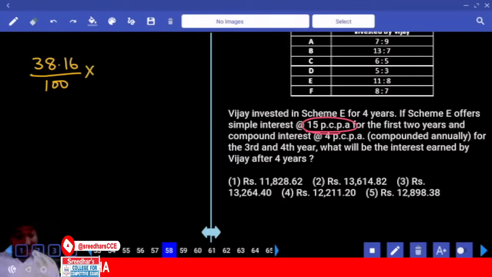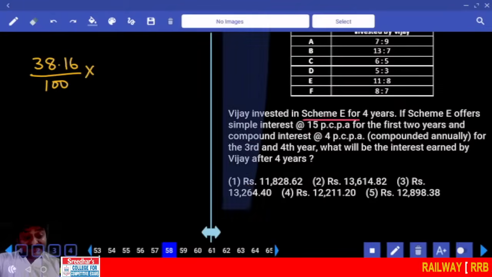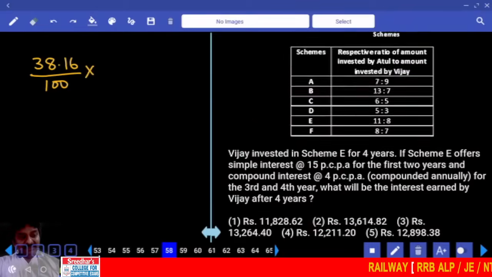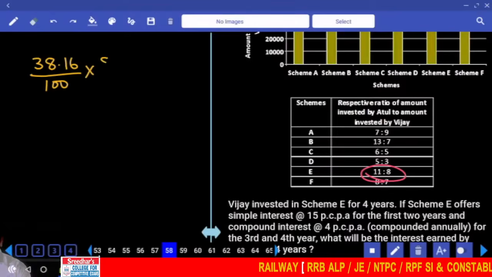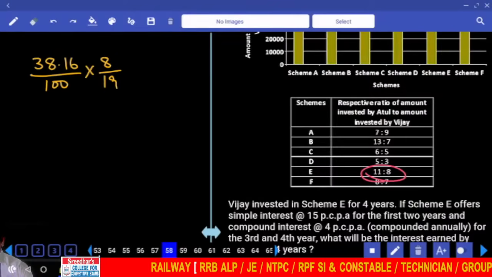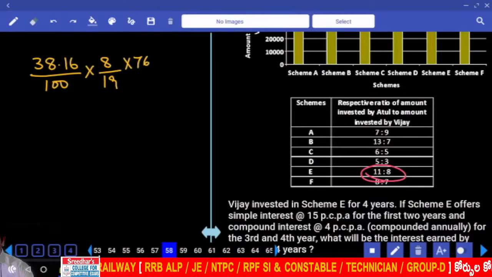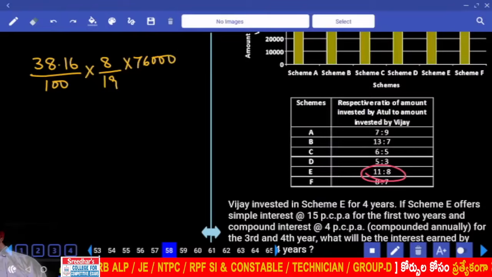Is that right? On what? Scheme E, Vijay. Vijay is second person, right? So Vijay is getting 8 parts upon 19 parts among 76,000.